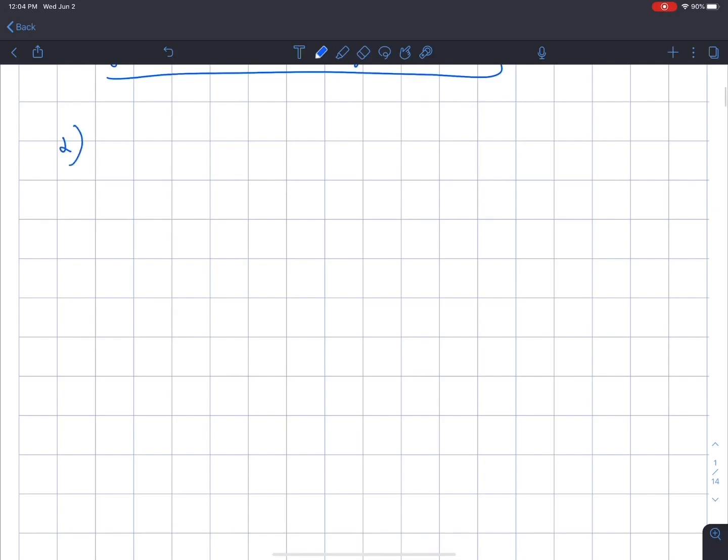Question 2. A cube is triple in length, double in width, and half in height. What effect do the changes have on the volume of the cube? So again, we'll just let the original cube be a very simple one, just a 1 by 1 by 1. So the volume here will just be 1.